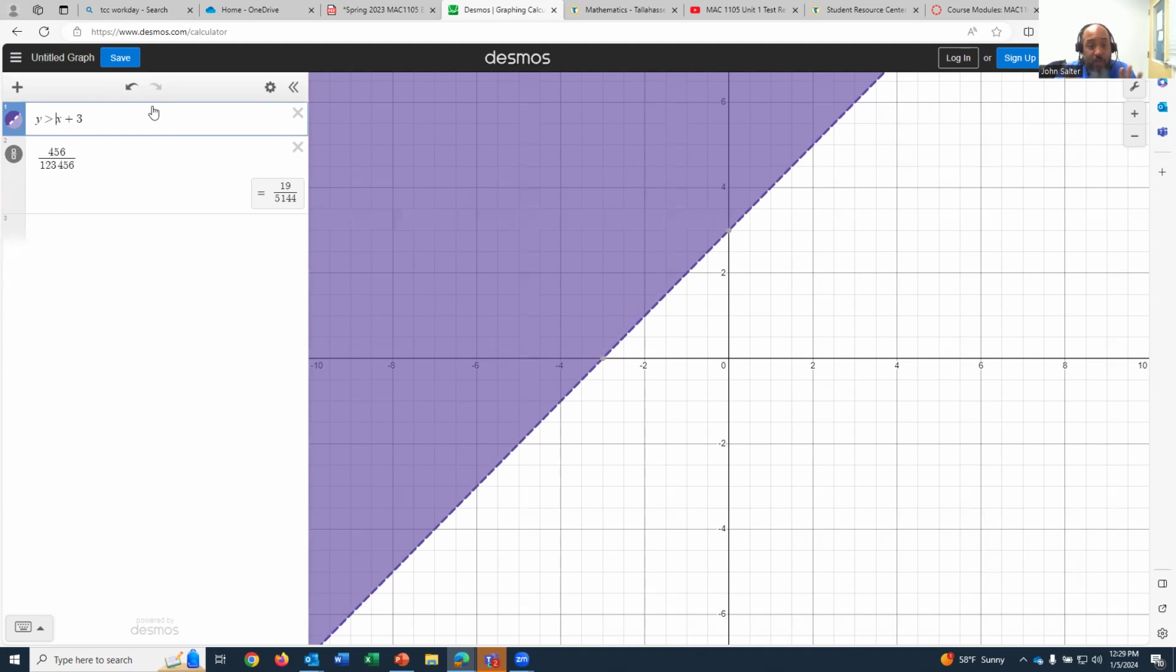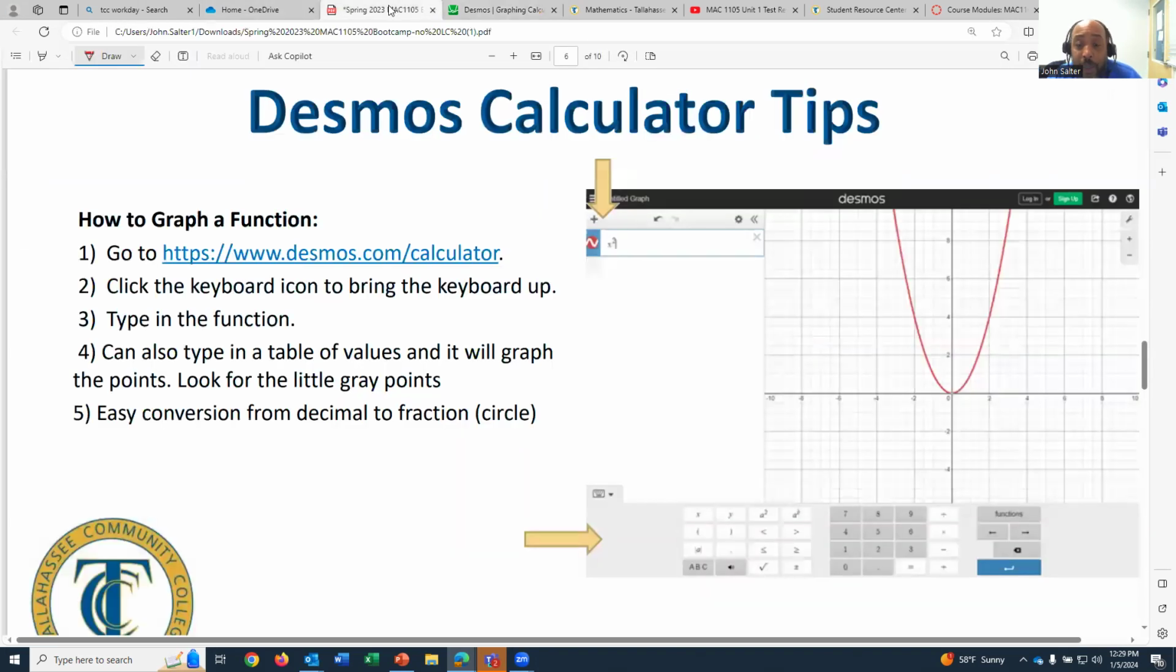Like, Desmos is it. And I showed that to you because on some of your problems, especially in your homework, but on some of your tests as well, they'll have a little calculator button that you can click. The calculator it pulls up, as you see from this screenshot, is the Desmos calculator.